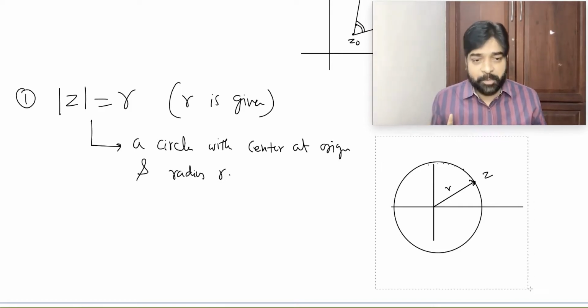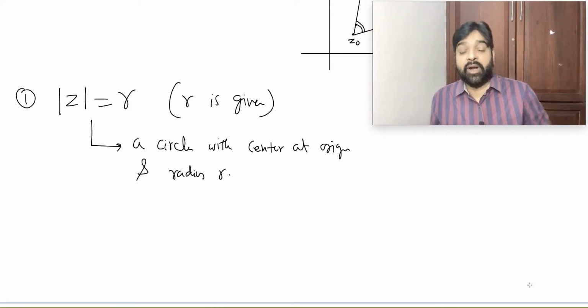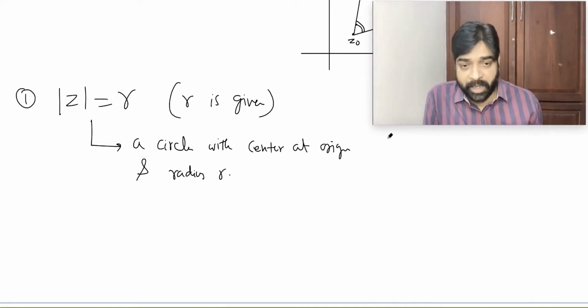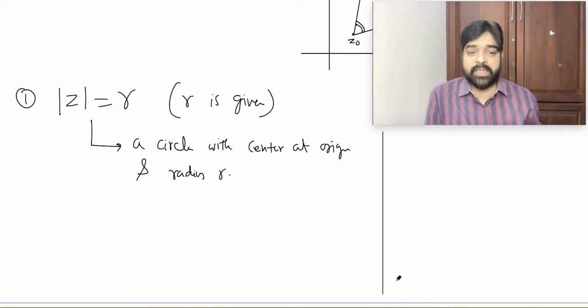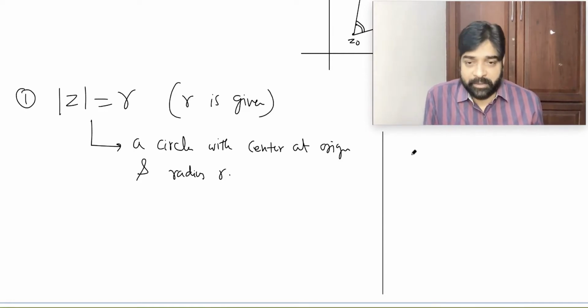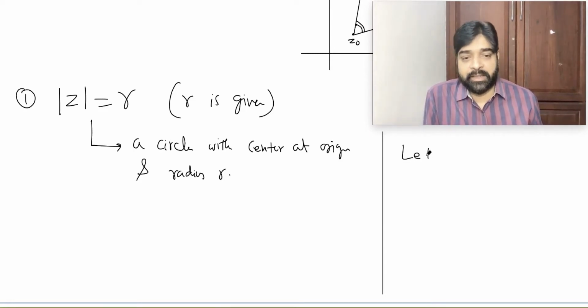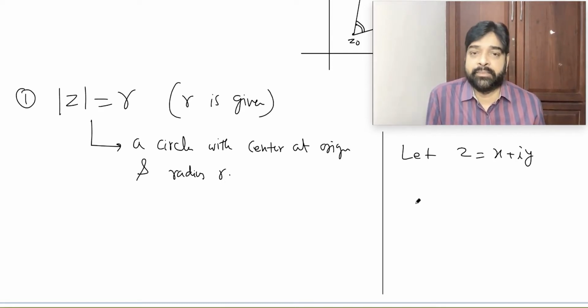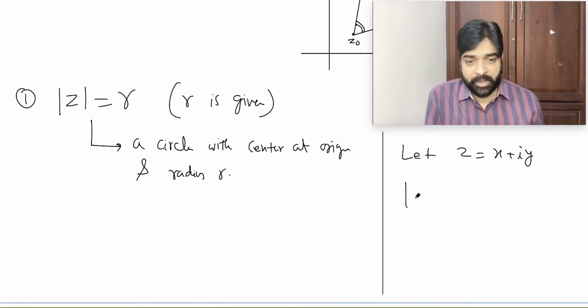But by chance, suppose your mind is not working and you are not able to imagine it, that can also happen. For that, go by the Duffer method. What is the Duffer method? Assume z equal to x plus iy, where x and y are variables. Whatever z is, let's assume x plus iy. Put it in the condition. The condition is mod of x plus iy is equal to r. What is the mod of x plus iy?